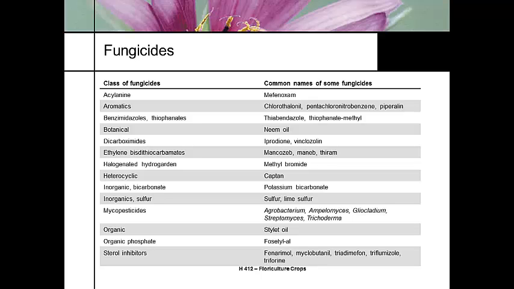Where some of our other products are actually fungistats. A fungistat means it's going to prevent the outbreak. Thiophanate methyls and such, these are some of the products that we call fungistats. Botanical fungicide products, those are typically the neem oils and such. Those are actually extracts.